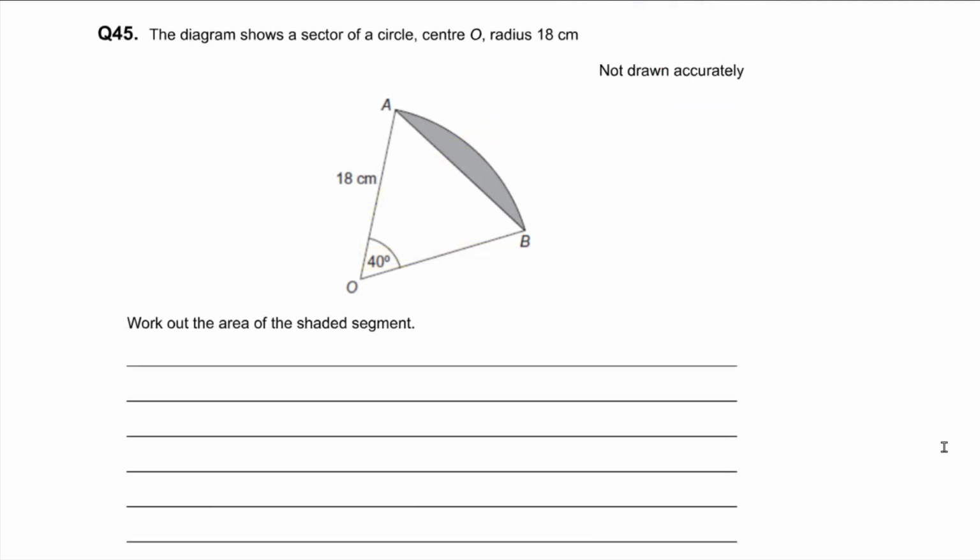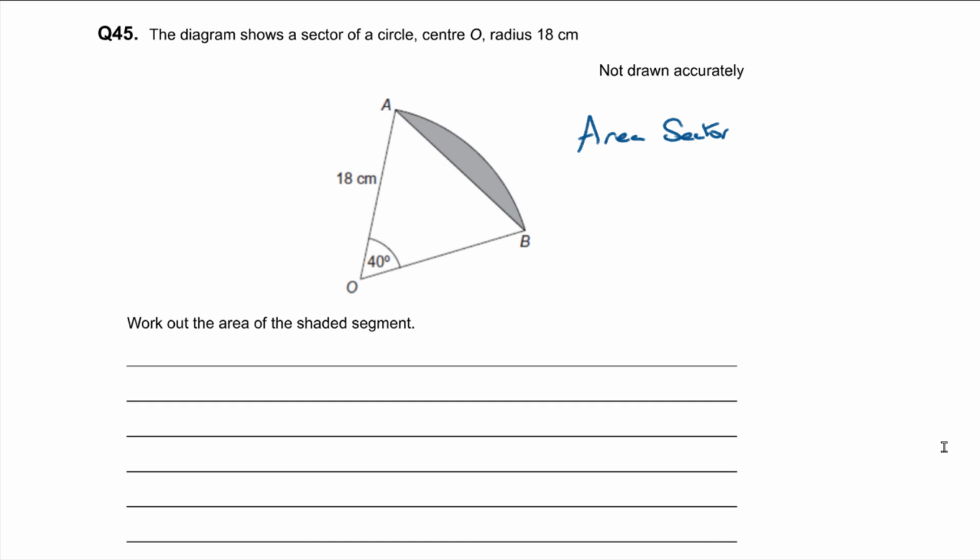Question 45, the diagram shows the sector of a circle, center O, radius 18. Work out the area of the shaded segment. These are quite typical setups for an exam question, and it involves you knowing how to do two things. Thing one is you need to find the area of a sector. So I need to find the area of the sector AOB, and I need to be able to find the area of the triangle.